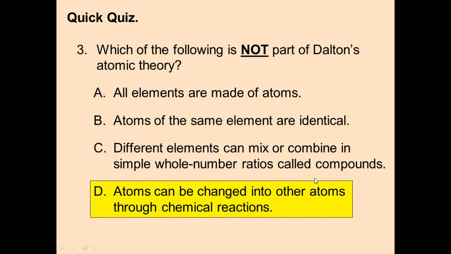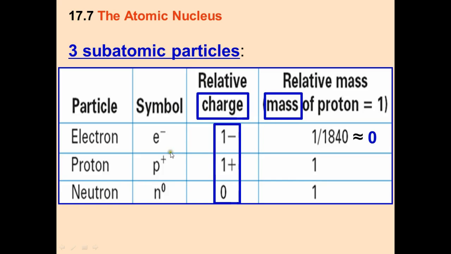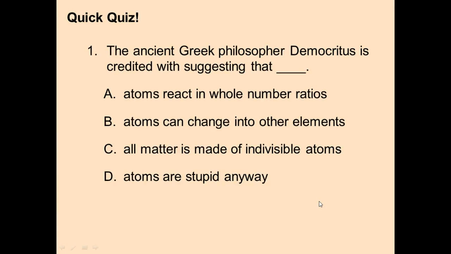Well, let's quickly go back to the slide about the subatomic particles. So here are the three subatomic particles. Electrons practically weigh nothing at all and have a negative charge. Protons have a positive 1 charge and they weigh 1. And neutrons are neutral, so they have no charge and weigh 1. So let's go back to the question.